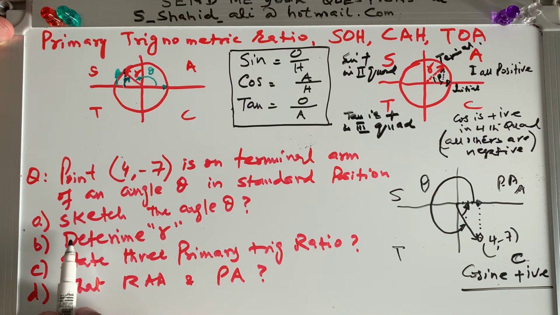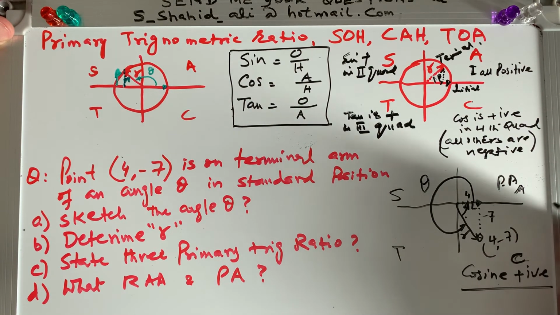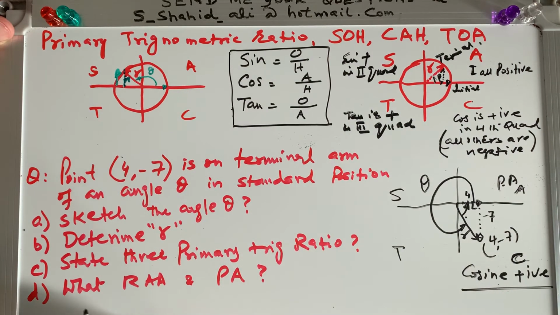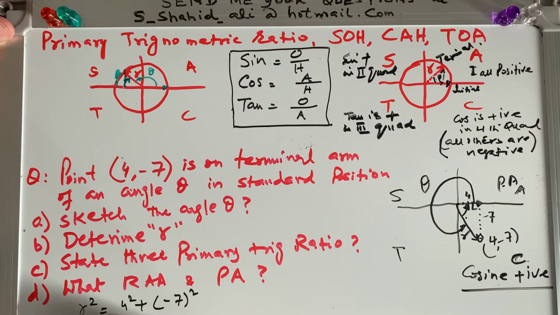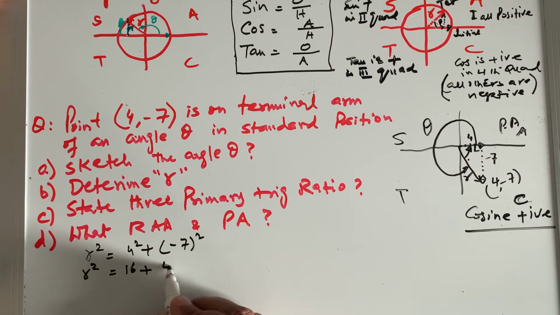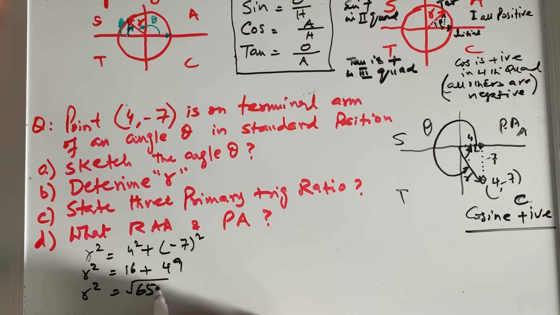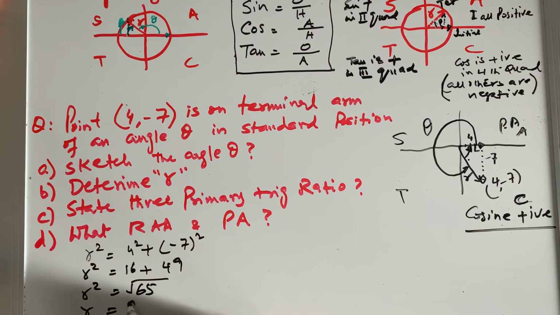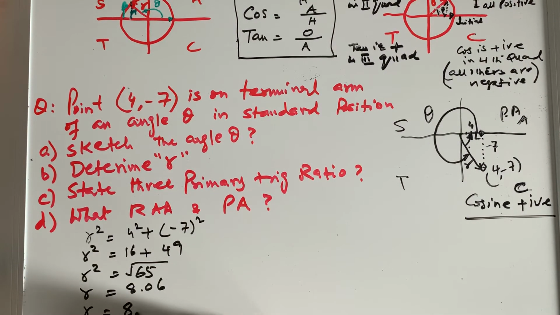Now, B part is: sketch the angle, determine R. So this is my -7, this is my 4, and this is my right angle triangle, and this is my R. So R square is equal to 4 square plus (-7) square, which is 16 plus 49. R square is how much? 65. So R is equal to 8.06, and I can reduce it to 8.1.